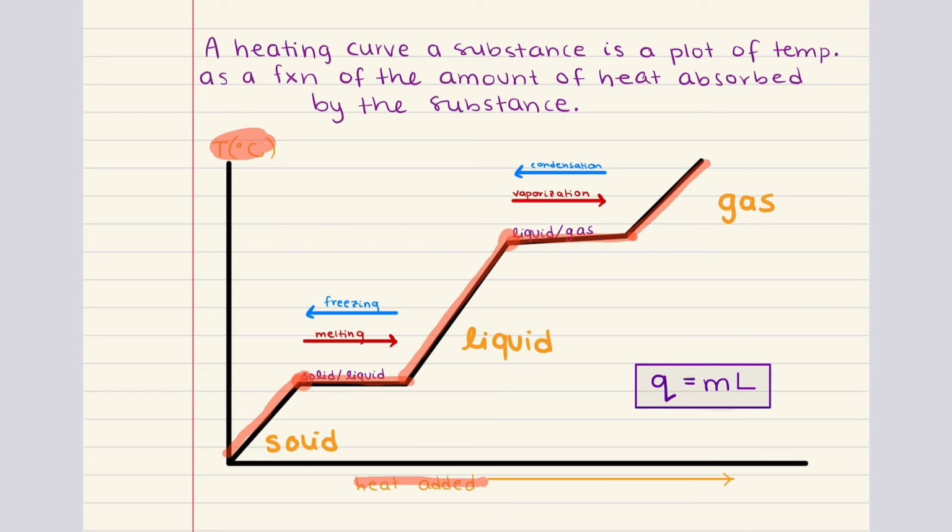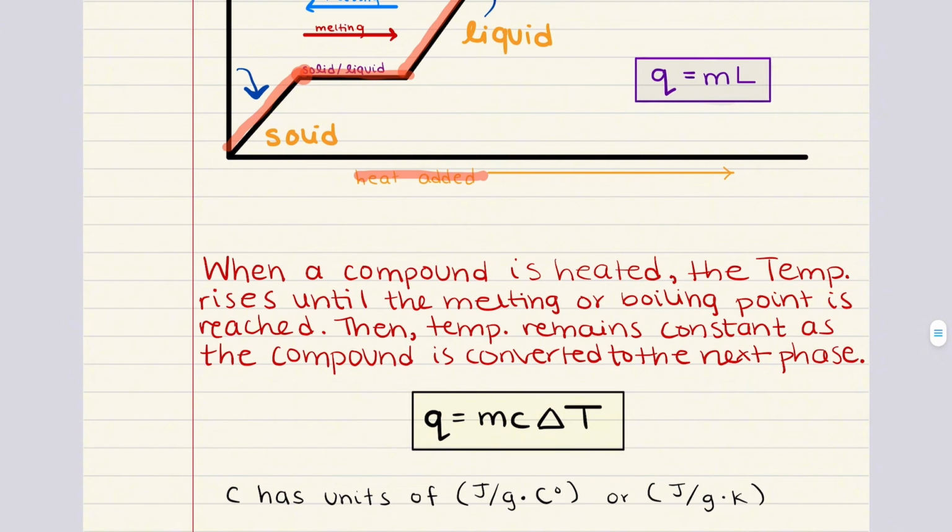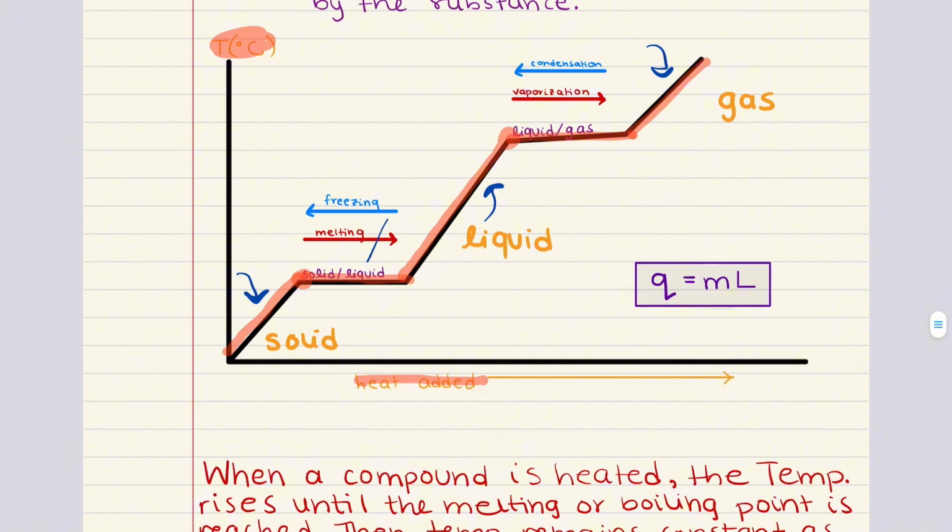So during the segments where temperature increases, so right here, here, and here, we're going to use a specific equation to calculate heat. And that equation is Q equals mc delta T. We saw this equation in General Chemistry 1. Q here is the heat added, M is the mass, C is the specific heat capacity, and delta T is the change in temperature.